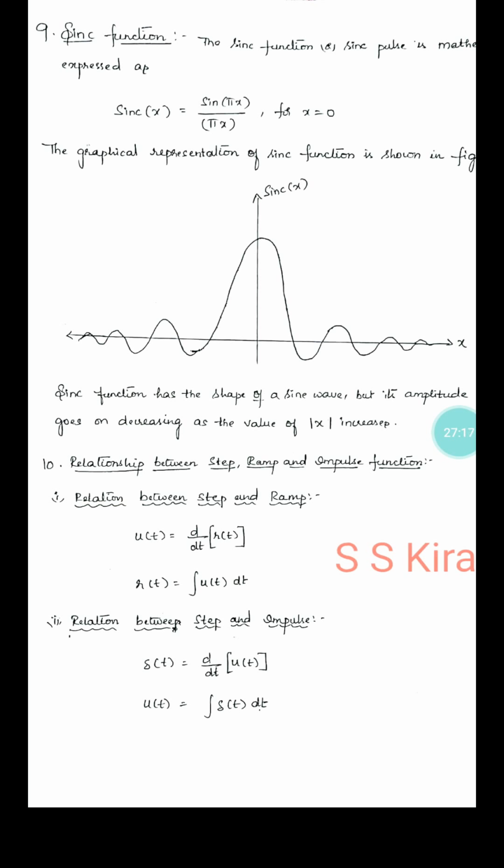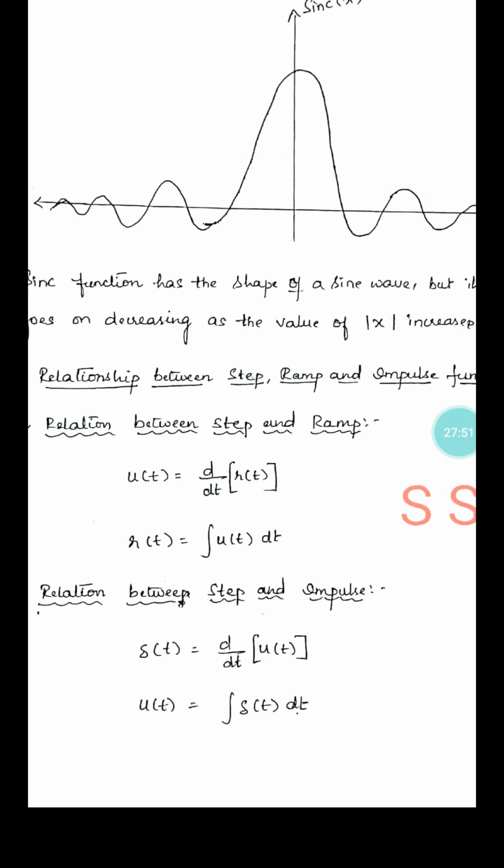One more relation is the relation between step and impulse. Impulse can also be called a delta function, so we denote it as delta of t equals d by dt of u of t. What about u of t in terms of the impulse function? U of t equals the integral of delta of t dt. These two relations are very important. Once again, see here, you can understand, right?